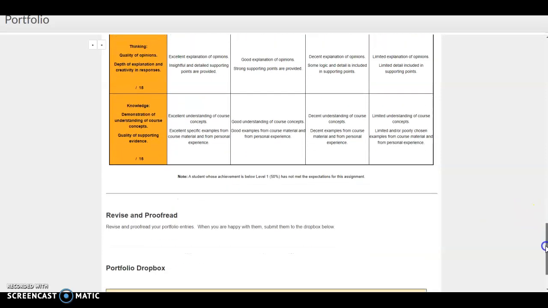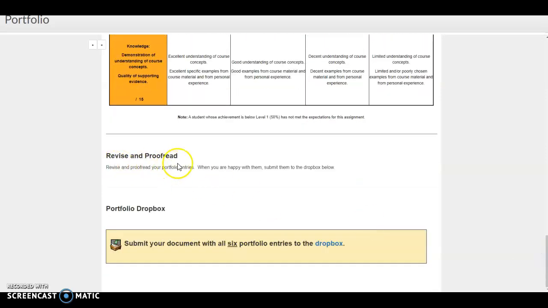If we continue on here, just a reminder to revise and proofread. So make sure you go over your entries, make sure you're happy with them, check your spelling and grammar. We've been working on these entries throughout the whole semester, so you've had plenty of time to make sure they're right. And then when you're happy with them, you can submit them to the Dropbox right here. If you have any questions about the portfolio entries, please let me know.